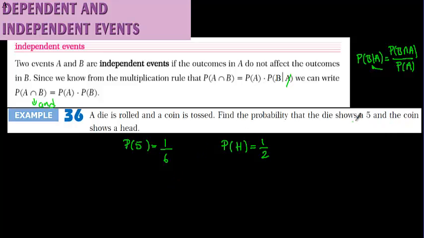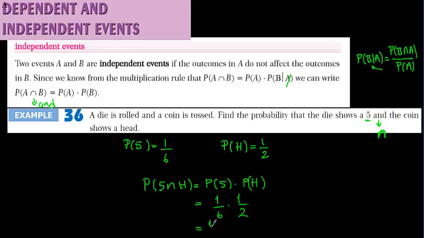So here it says the die shows 5 and the coin shows head, and this is the important part, that's why we are using intersection here. Probability of 5 intersection probability of head is equal to probability of 5 times probability of head, and the result is going to be 1/6 times 1/2, which is equal to 1/12. This is the answer of our question.